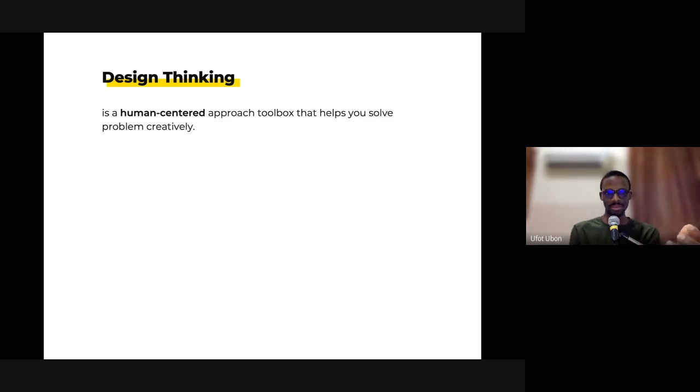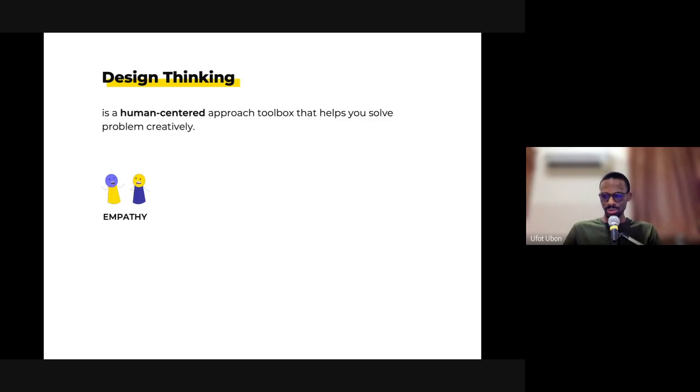design thinking is human-centered. It's an approach, it's a toolbox that helps you solve problems creatively. And there are 5 steps to design thinking. Sometimes you see 4, other times you see 6, other times you see 8. Depends on who and how large you want to elongate it. But the first step to design thinking is empathy.